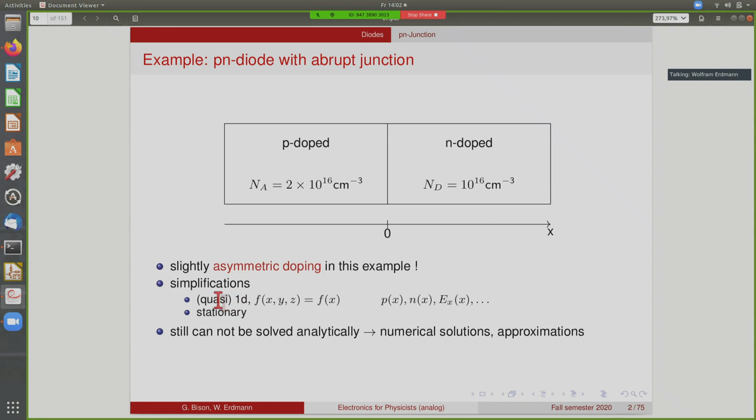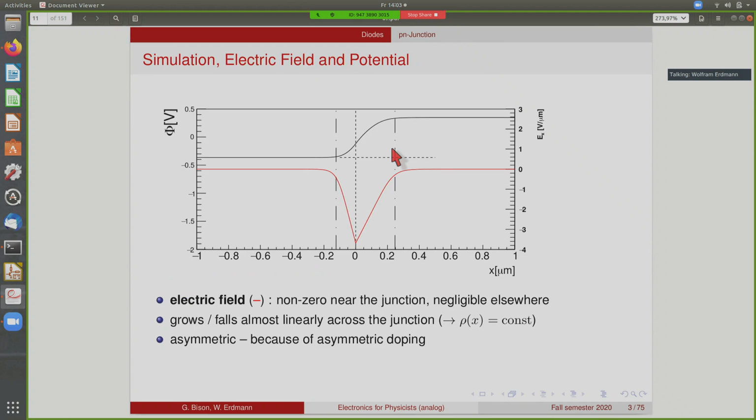We'll make some simplification. So we treat this as a one-dimensional and stationary thing, but still, if you take all the effects into account, you cannot get a full analytic solution of this. So we'll just show you the result of a numerical solution, and we'll later look at some approximations. So this is what happens for the potential and the electric field.